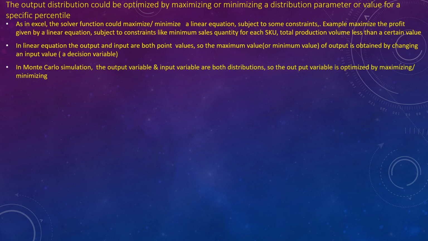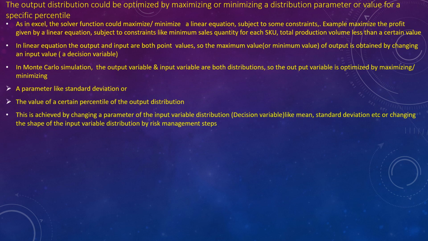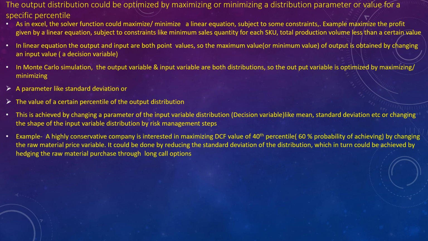In Monte Carlo simulation, the output variable and input variables are both distributions. So the output variable is optimized by maximizing or minimizing a parameter like standard deviation, or the value of a certain percentile of the output distribution. This is achieved by changing a parameter of the input variable distribution, the decision variable, like mean, standard deviation, or changing the shape of the input variable distribution by the risk management steps.